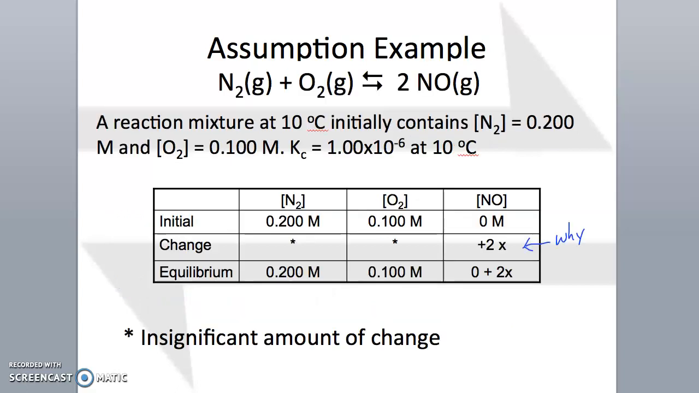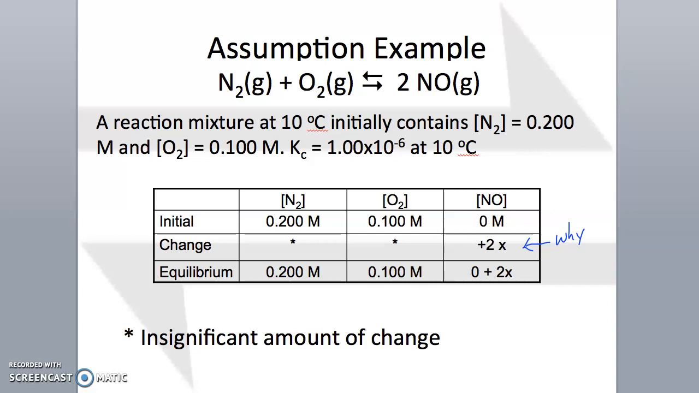Next, we set up our ice table. We have the initial concentrations, and since the K value is so small, we will say that the change is insignificant, so we can use the initial concentrations as our equilibrium concentrations. For the product, we represent the change in terms of x. Since the balanced equation has a coefficient of 2, the change will be plus 2x.